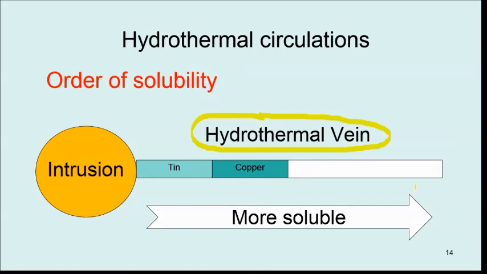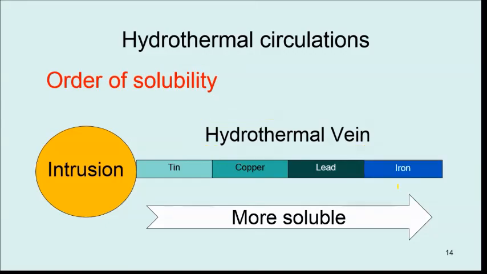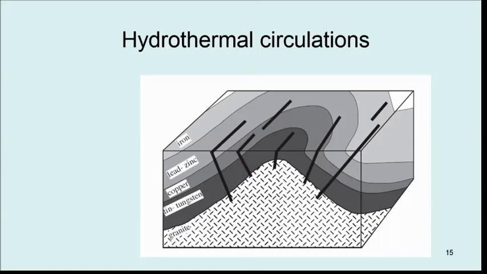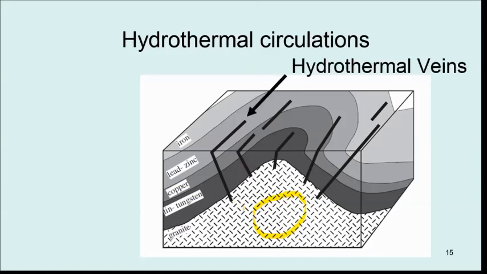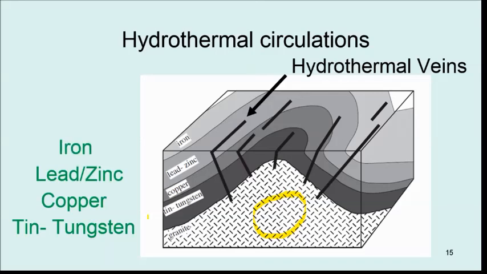Then the next mineral on the solubility scale was copper, then lead, and the most soluble of all was iron. So let's have a look at that again. There's our source of heat, the original granite intrusion. Here's the hydrothermal veins. And in order of solubility, we said the least soluble was tin, tungsten, then it was copper, then lead, then iron.